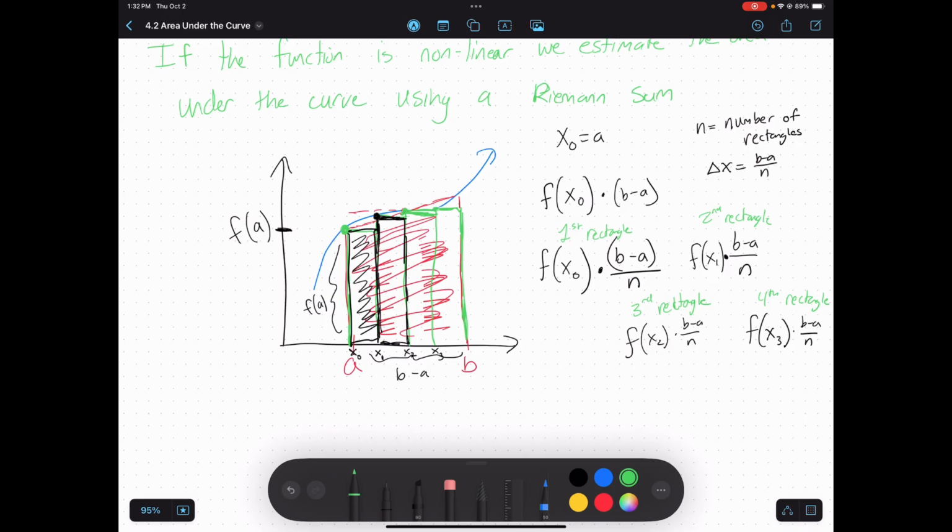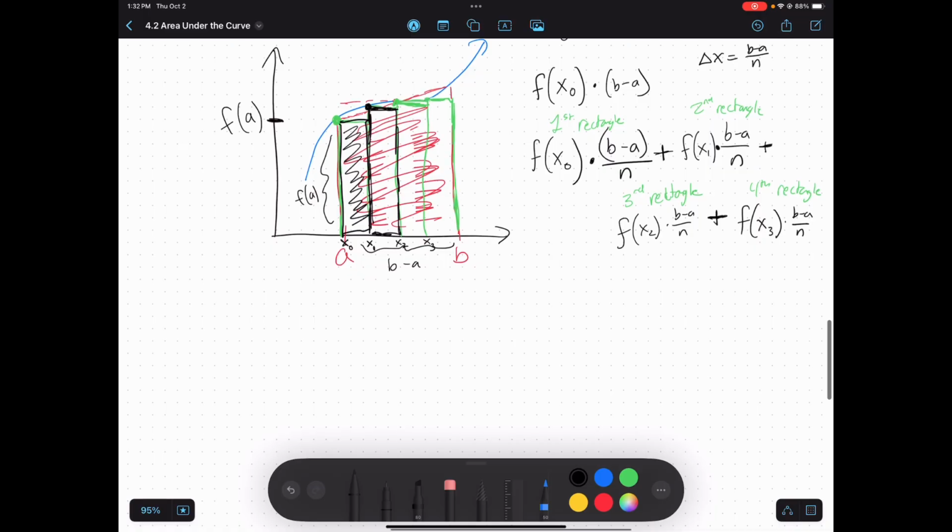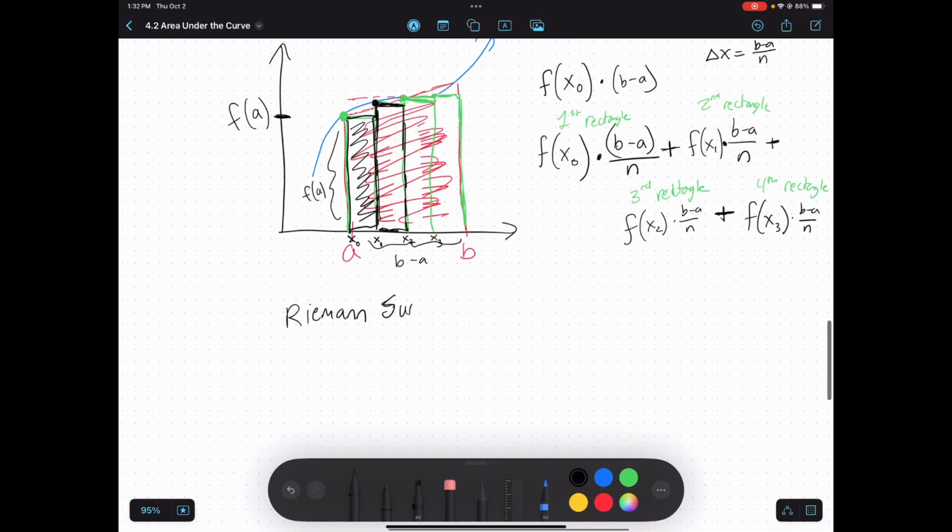Well, because I want to estimate the total area, I'm just going to add these together. And that's where this idea of a Riemann sum comes from. That's where this name comes from, because we're summing up the areas of all of these separate rectangles. So, if I were to mathematically define what a Riemann sum is, it's this summation.